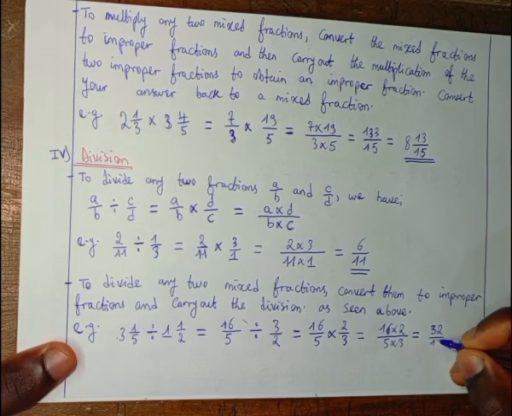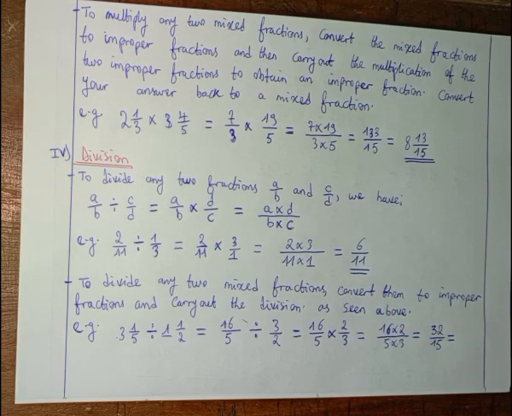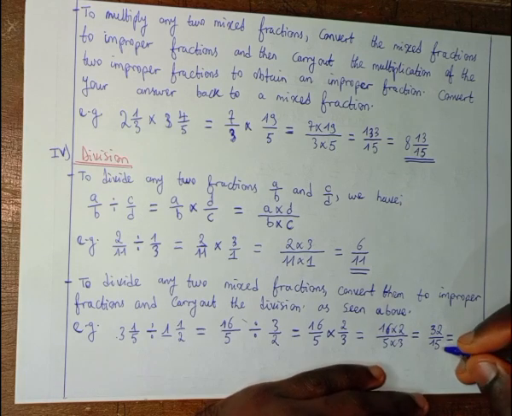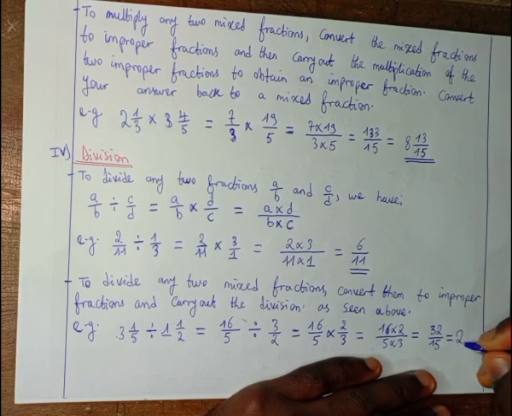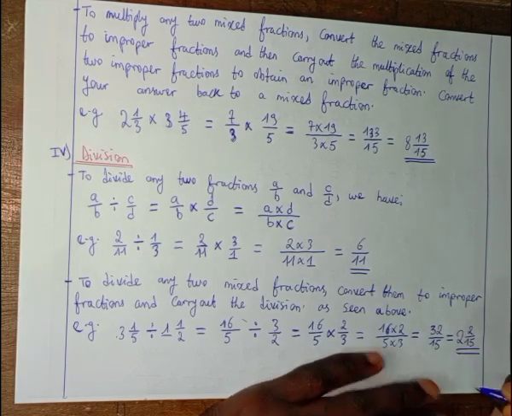We need to convert the improper fraction 32 over 15 to a mixed fraction. We know if we divide 32 by 15, the whole number part will be 2, remainder 2, which is to be divided by 15. So this will be our answer.